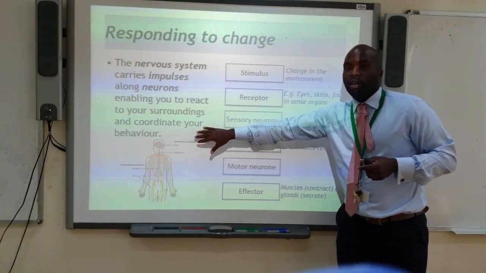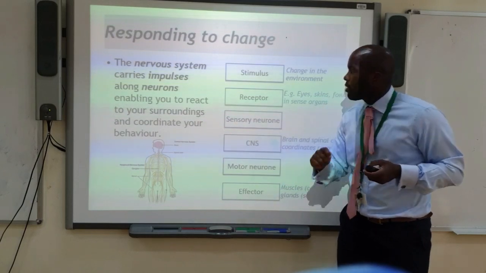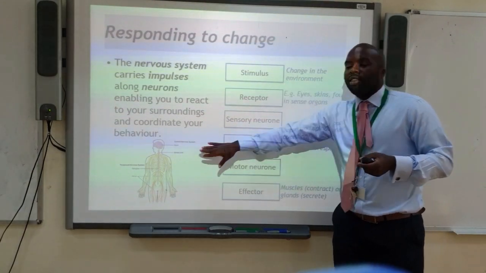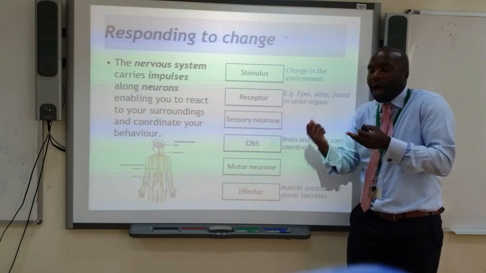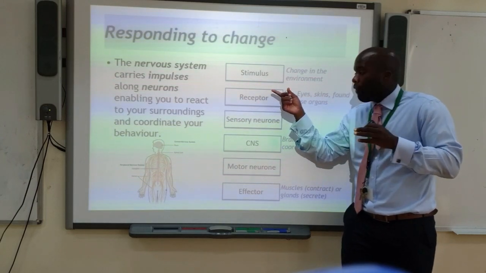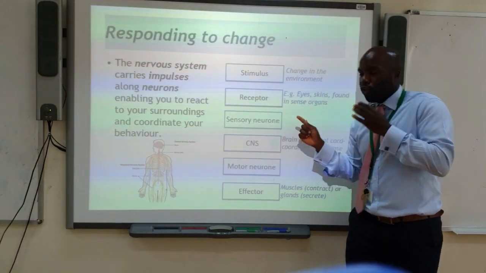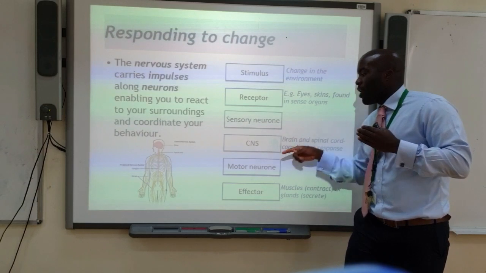We touched something very hot. The heat was the stimulus, the change in the environment. That change in the environment was picked up by our receptors, our sense organs. A signal was then sent along our sensory neuron to our relay neuron.